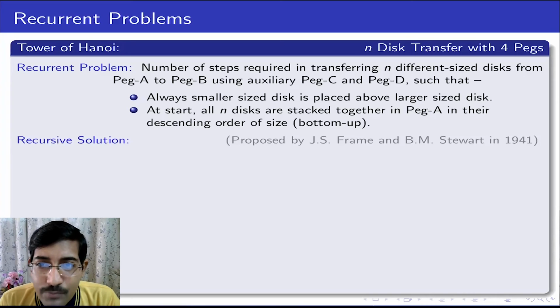So see, now this solution has been proposed by Frame and Stewart. It is also called the Frame-Stewart algorithm. It was proposed in 1941.